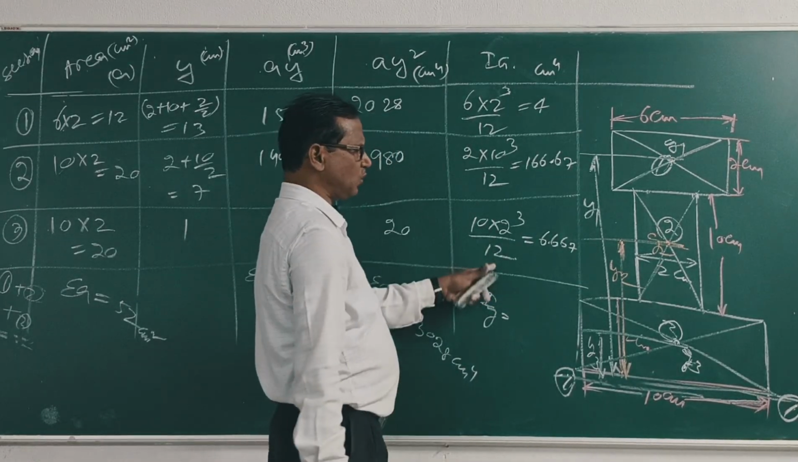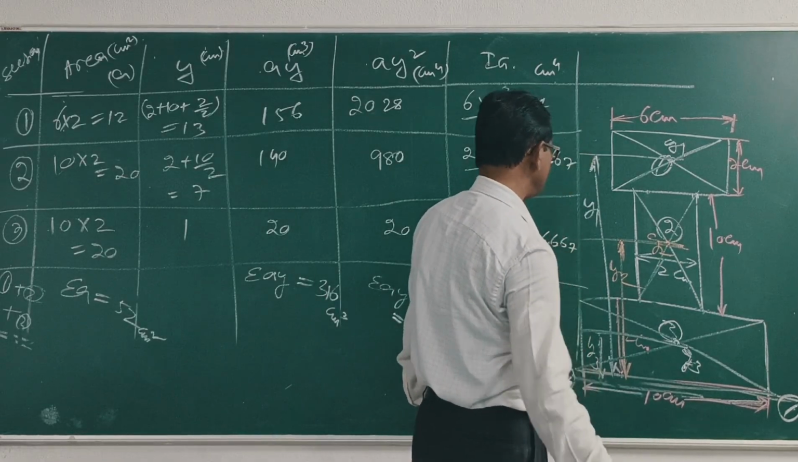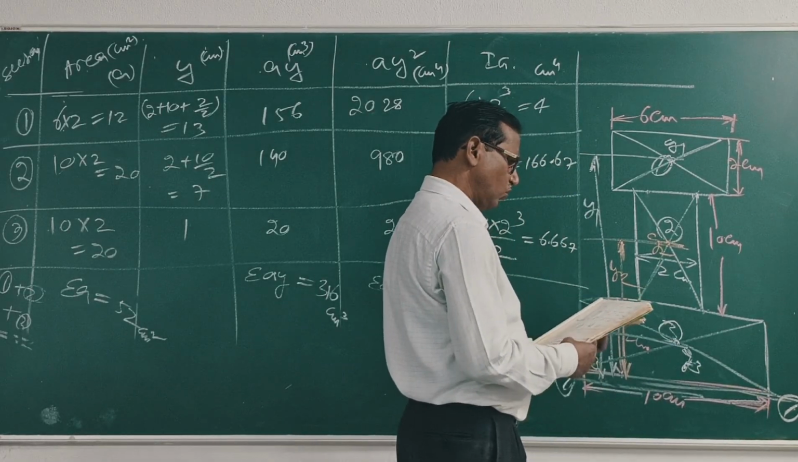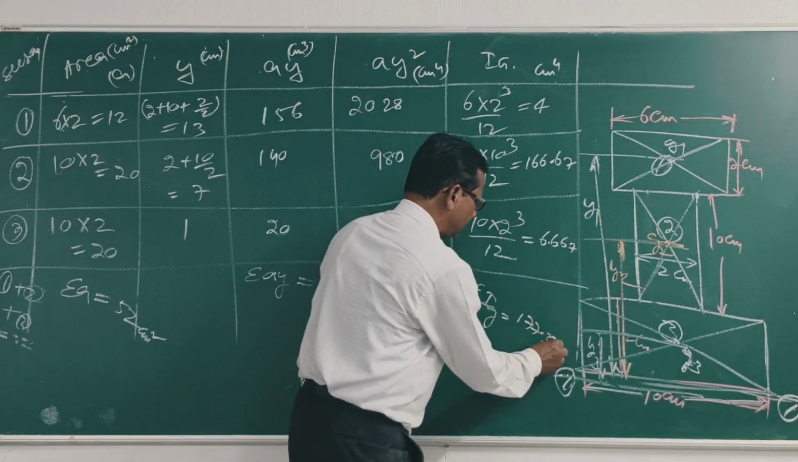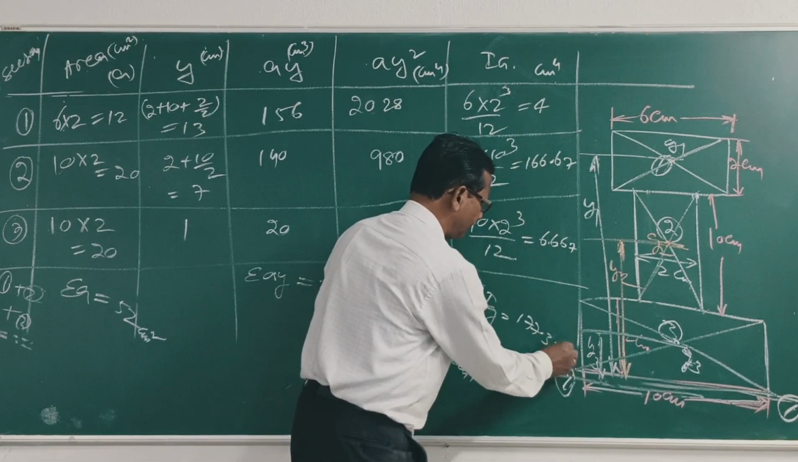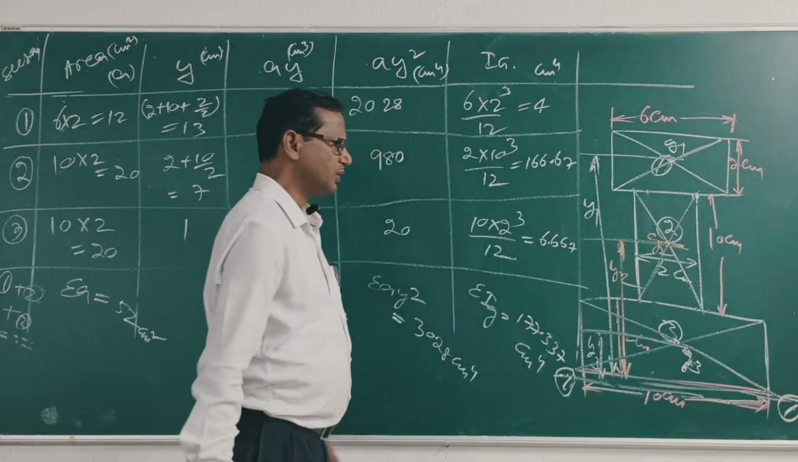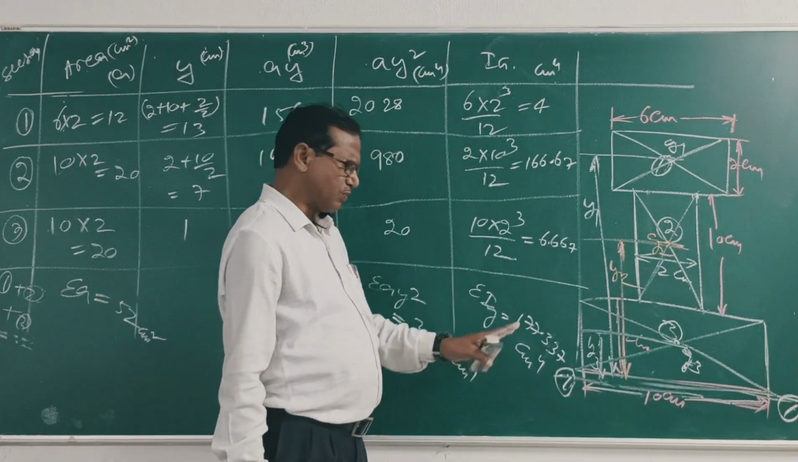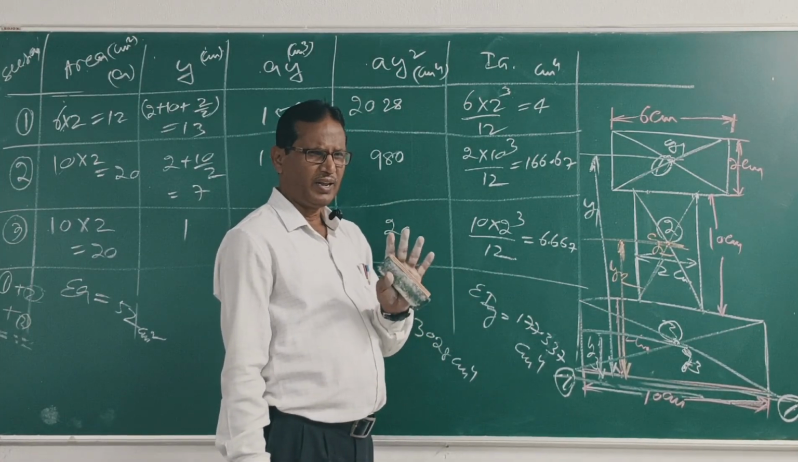Sigma I G1 plus I G2 plus I G3. Clear? This is equal to 177.337 cm fourth. Right? Now from this table I will find out y bar and I.